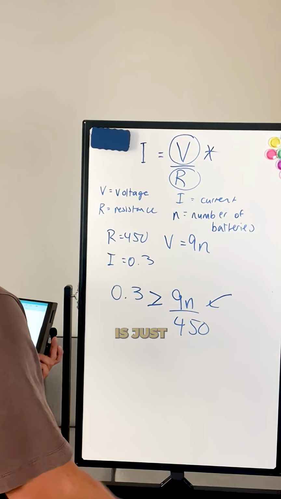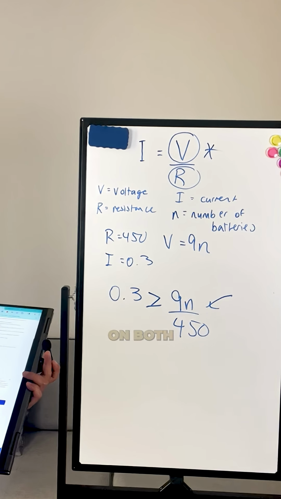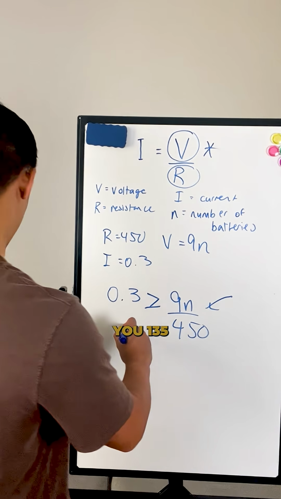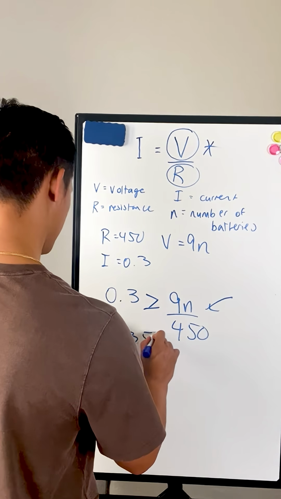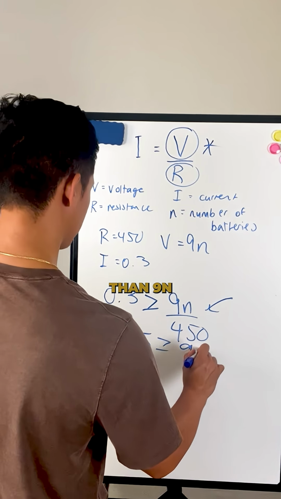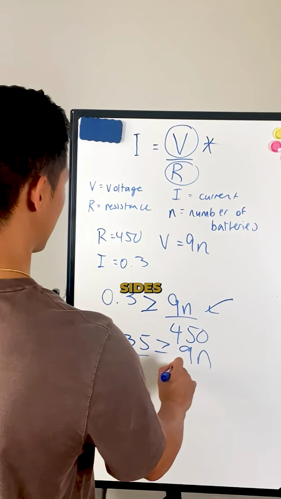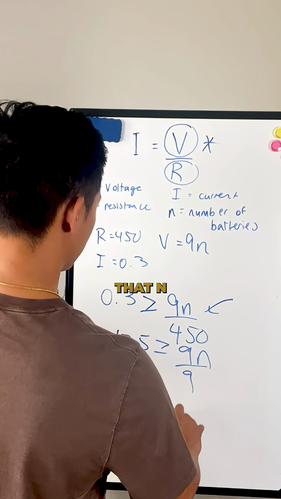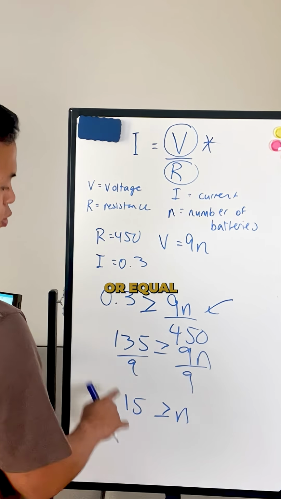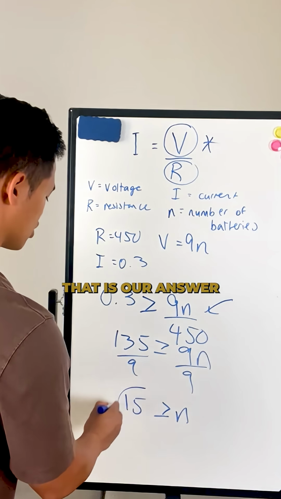All we need to do now is just multiply 450 on both sides, and that's going to give you 135 is greater than or equal to 9 times N. So to solve for N, we just divide by 9 on both sides. So that means that N must be smaller than or equal to 15 units. And that is our answer right there.